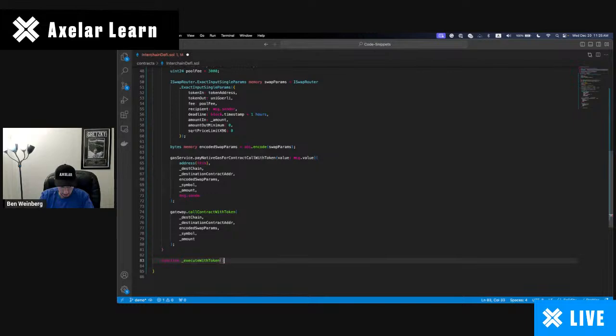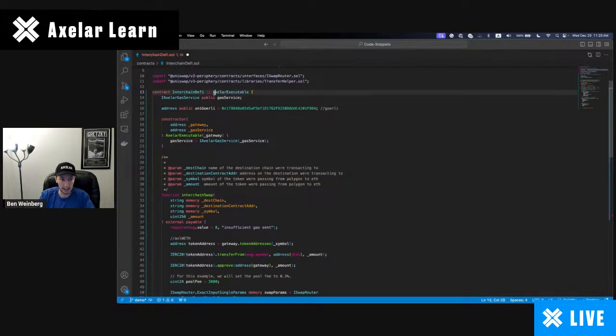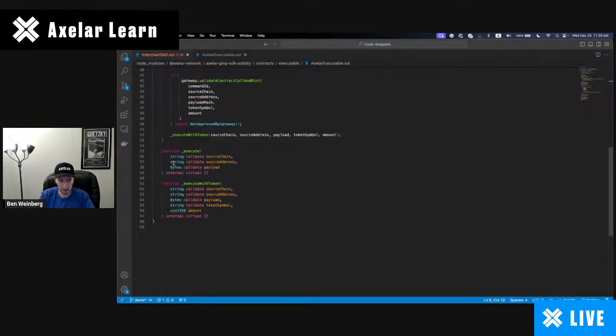We are marking this as an internal function, and we are actually overriding it from our Axelar executable, which we're inheriting from. This is where it's defined, right down here. So you see it takes several parameters here. I'm not going to actually make use of many of them. I'm just going to make use of the payload. But I'll go over them because they're worth familiarizing yourselves with.